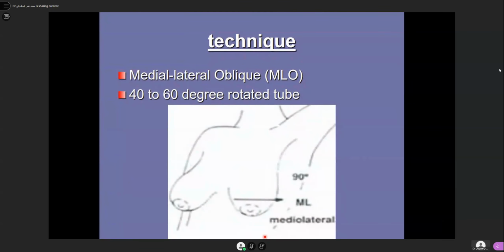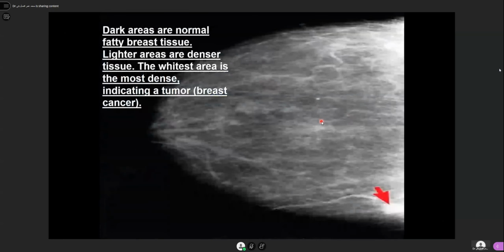Okay, mediolateral oblique view. I told you that the X-ray radiation is coming from the medial aspect and the X-ray film is lateral. But we give 40 to 60-degree angulation to the X-ray tube. That's why we also call it oblique, mediolateral oblique view. So in the breast, as I told you, the dark areas are normal, which is fatty breast tissue.